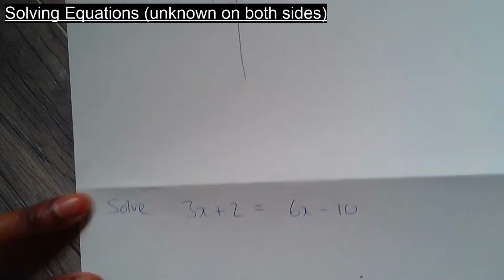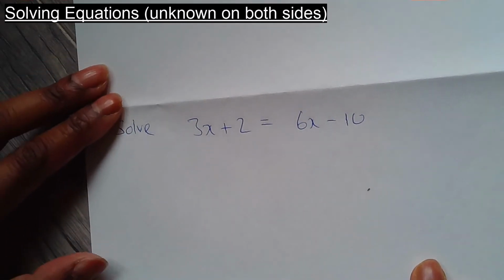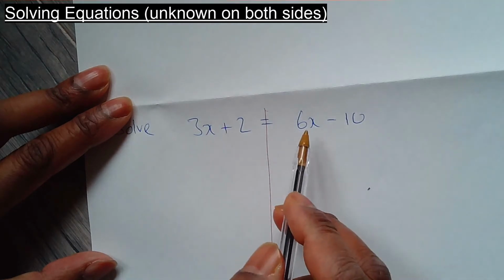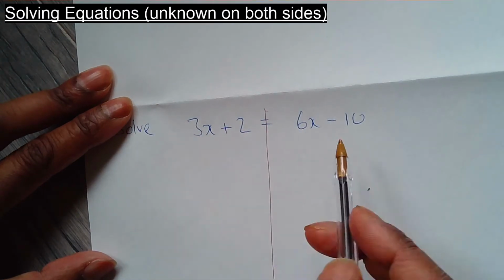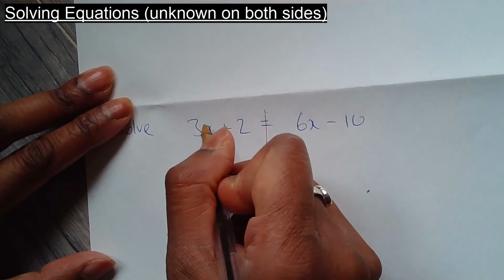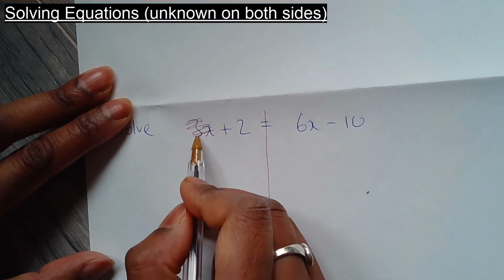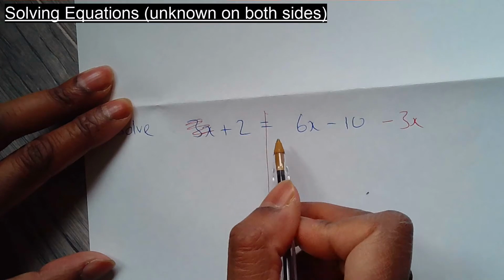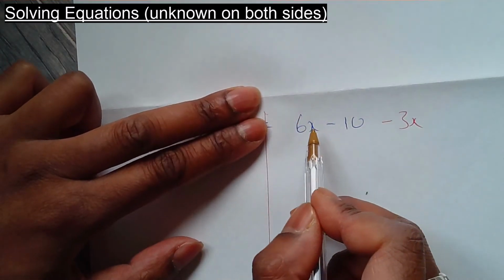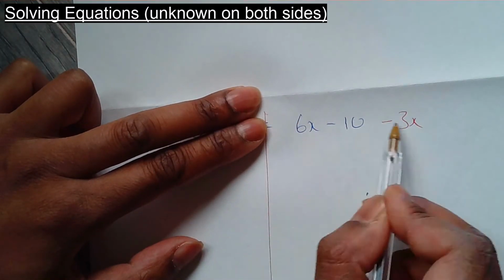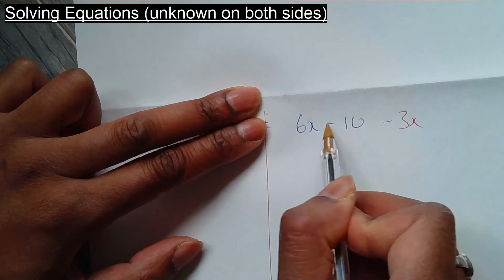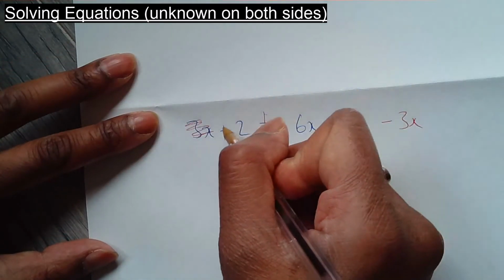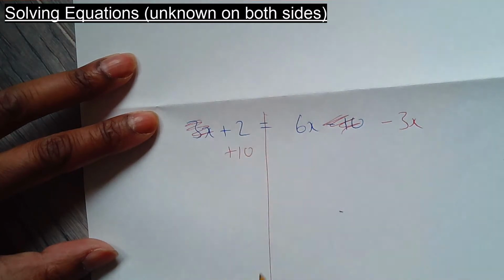Right, another question. I'll use the float and ping method again. Don't pick on the 6x, pick on the 3x because it's smaller. So pick up the positive 3x, take it to the other side, it becomes minus 3x. So on this side of the equal symbol, the 6x and the minus 3x want to be together. That minus 10 is in the way. So pick up the minus 10, take it to the other side, it becomes a plus 10.